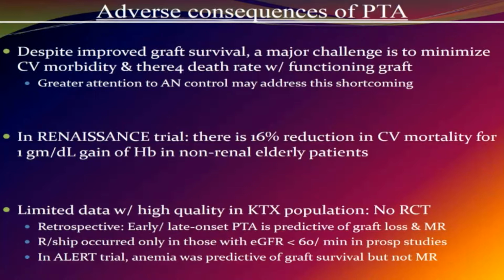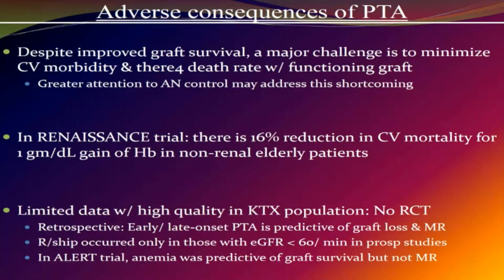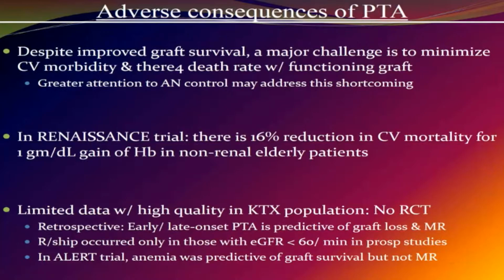In retrospective studies, early or late onset post-transplant anemia tends to be predictive of graft loss and mortality rates. However, this relationship is confounded in those who have graft loss, most of the time, when you look at prospective studies. In a large prospective trial, anemia was predictive of graft survival, but not mortality rate.